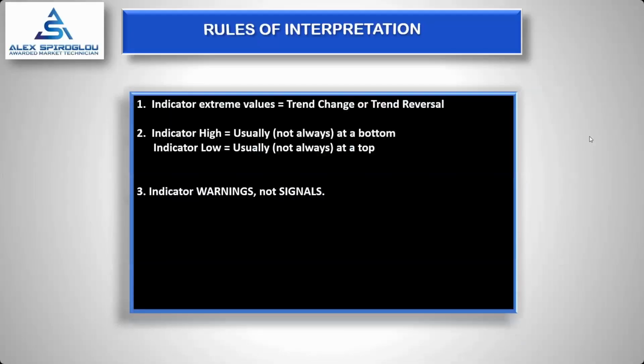So, rules of interpretation. First of all, at indicator extremes you have a trend change or a trend reversal, which means trends may die, but sometimes they don't die. They just take a rest. The indicator high is usually at the bottom, but not always. And the indicator lows are usually, but not always, associated with the top. And also a very, very important point: the indicators are warnings. These are setups, not signals. So when you have very high volatility, it means that your trend may change or reverse, but this is a warning. The actual signal will come from the price action itself. These are setups, not signals.